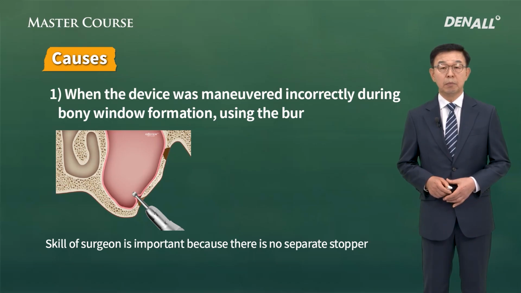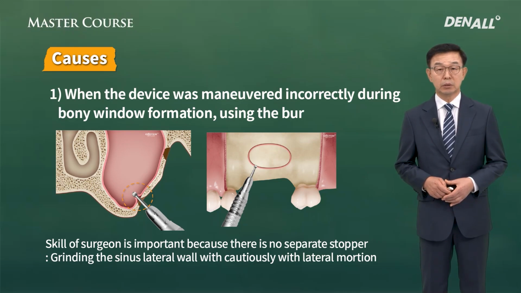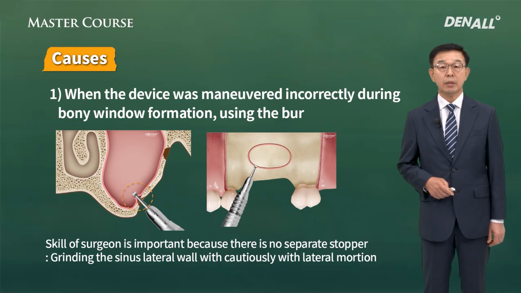Lateral window approach, it's mostly done using burr. However, if you do not do it properly, perforation can occur. When you do lateral approach using burr, you need to do side motion, lateral motion, and grind the bone consecutively. You need to pay a lot of attention as you do this and as you master this technique.